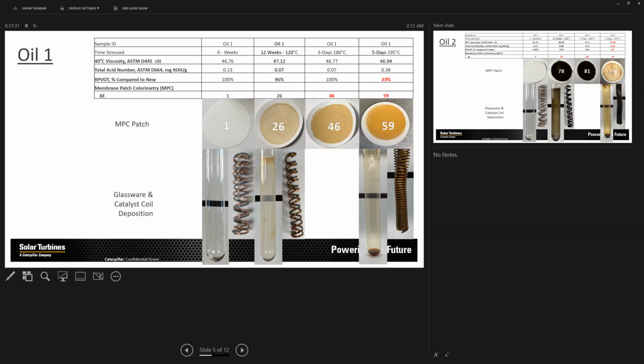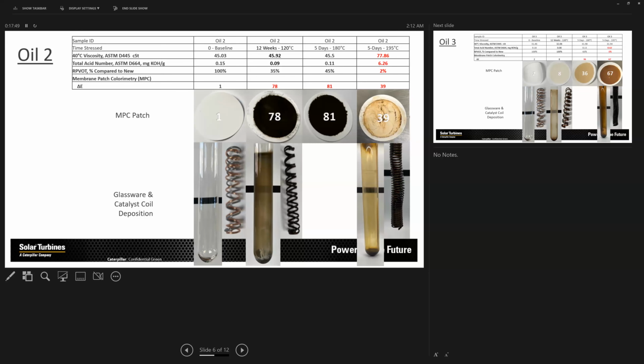Oil number 2, and this was a mineral-based oil. Again, the same exact tests were conducted here with very different results. While in the previous test we did not see much effect aside from an increase in MPC by week 12 of the lower temperature test, here we are seeing a drastic change in the oil quality overall.